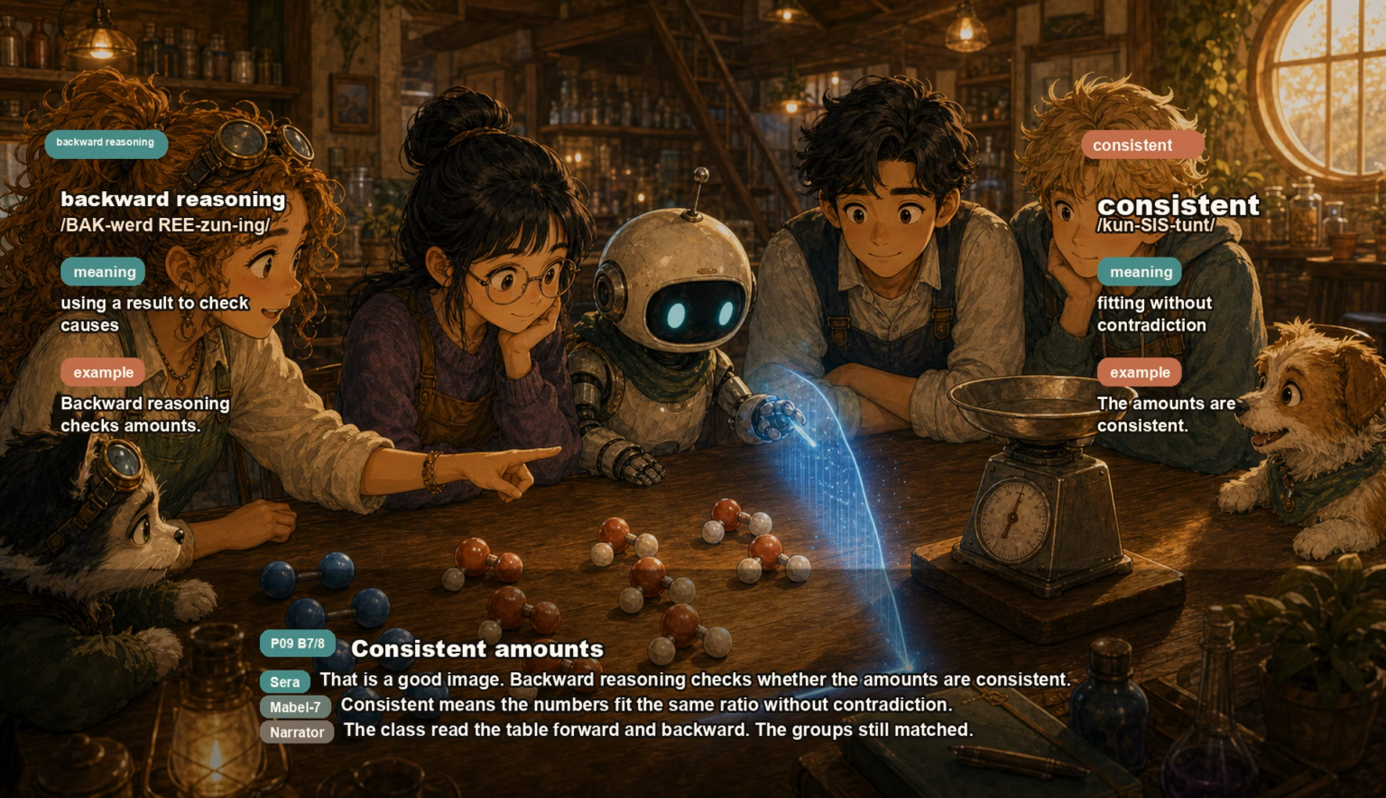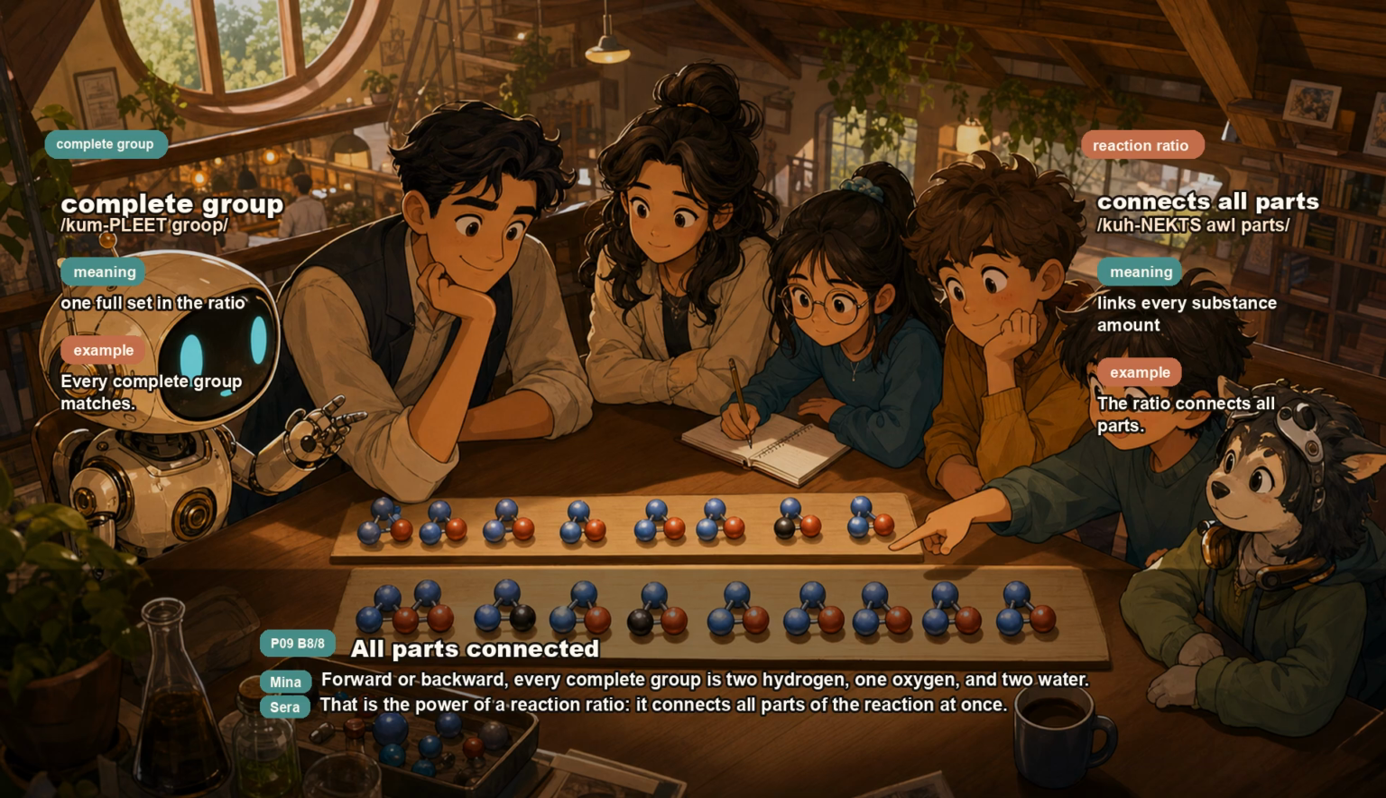The class read the table forward and backward. The groups still matched. Forward or backward, every complete group is 2 hydrogen, 1 oxygen, and 2 water. That is the power of a reaction ratio. It connects all parts of the reaction at once.